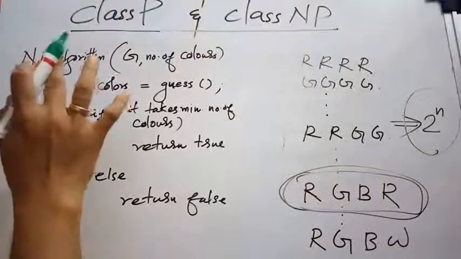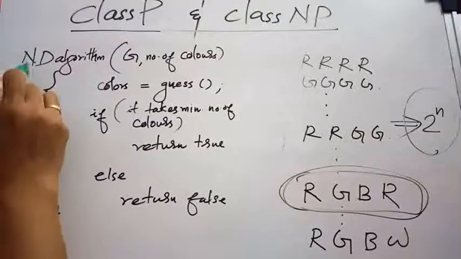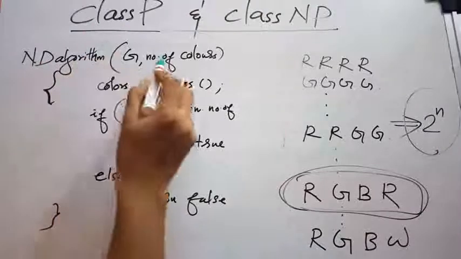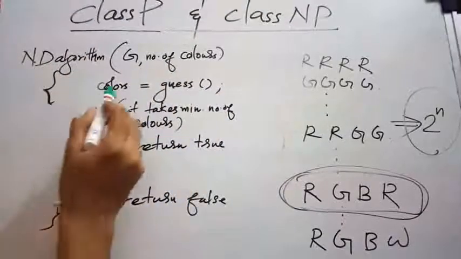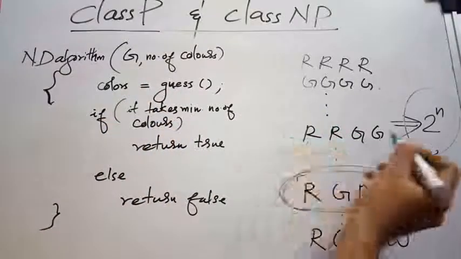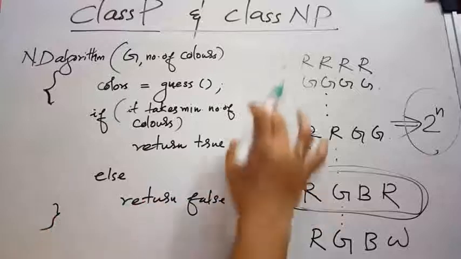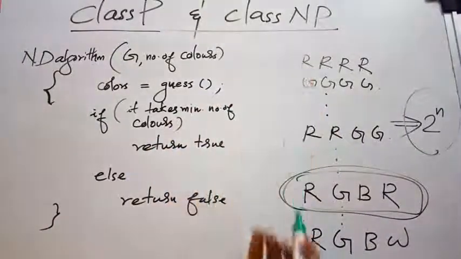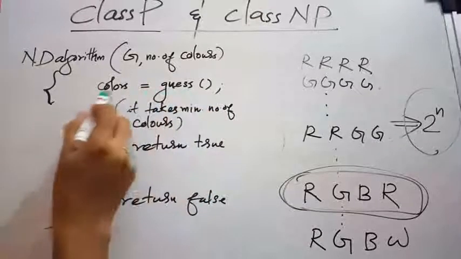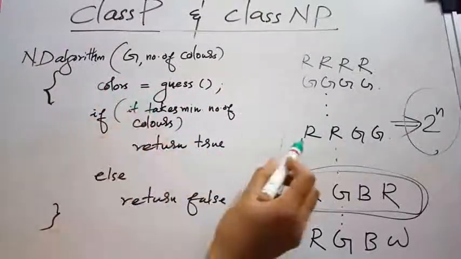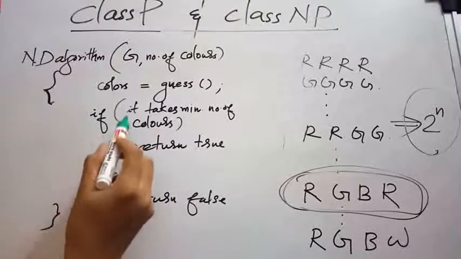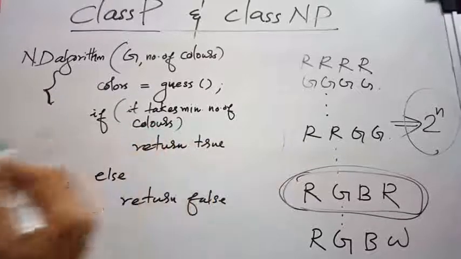It is only a pseudocode. Here is a non-deterministic algorithm where a graph is given and the number of colors is given, and here we are taking a particular guess solution, right? We are taking a combination, any combination possible, that is what the guess is. In this string we are storing the combination, and in this if condition we are checking whether it takes the minimum number of colors.